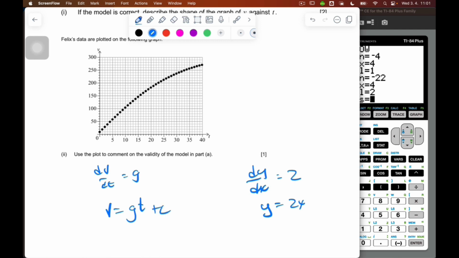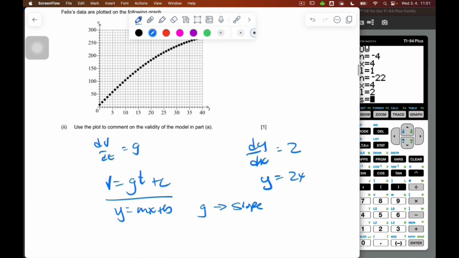I know g is constant. So what I know here is that this is y equals mx plus b, and g is the slope. It is constant, and so the graph should be a straight line.